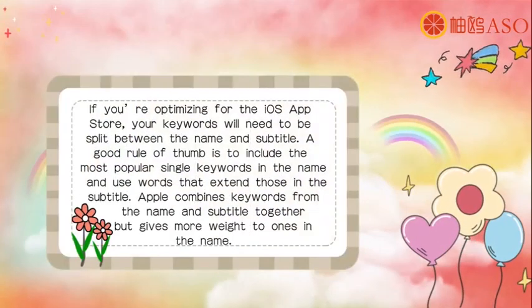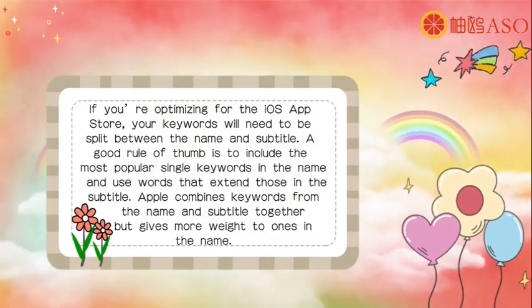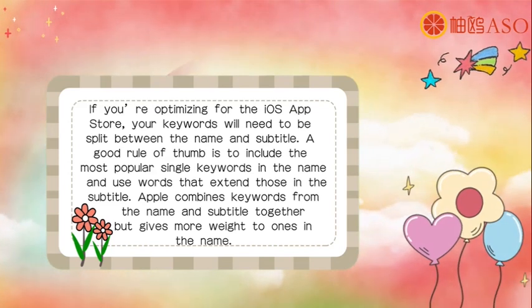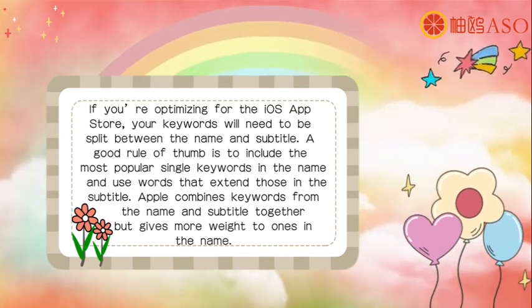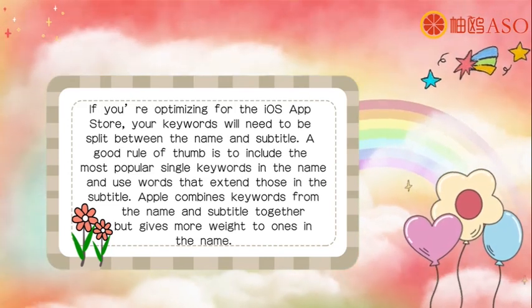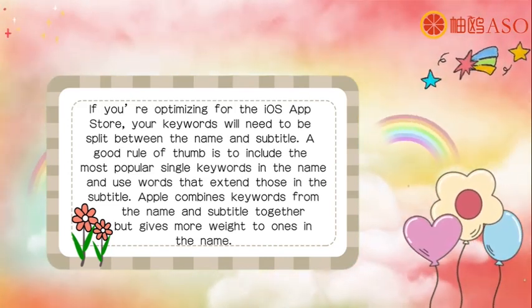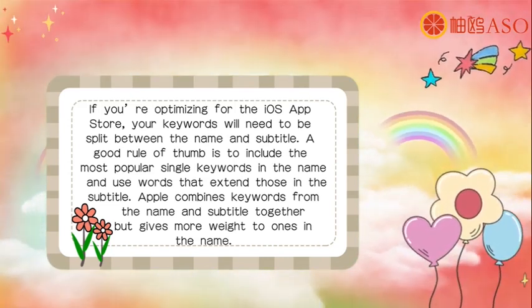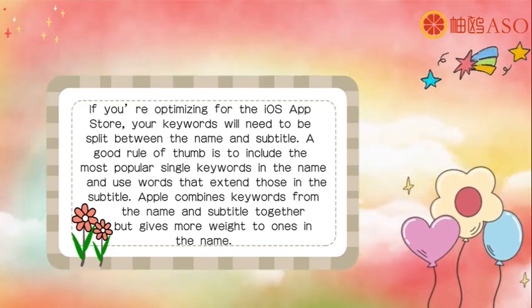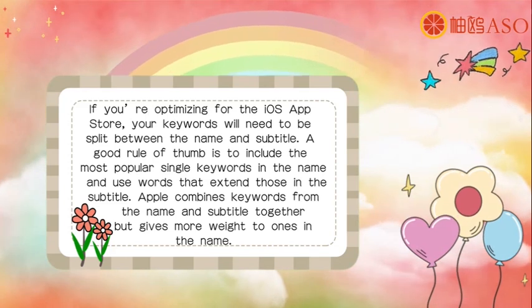If you're optimizing for the iOS App Store, your keywords will need to be split between the name and subtitle. A good rule of thumb is to include the most popular single keywords in the name and use words that extend those in the subtitle. Apple combines keywords from the name and subtitle together but gives more weight to ones in the name.